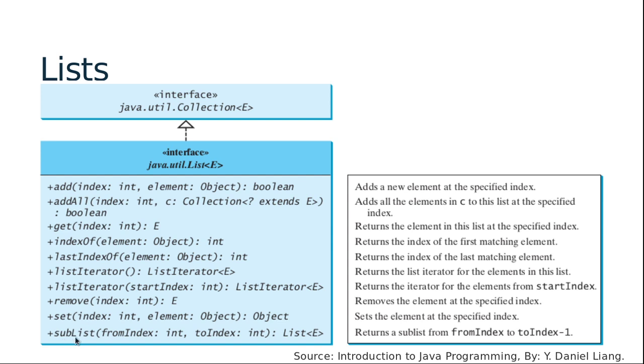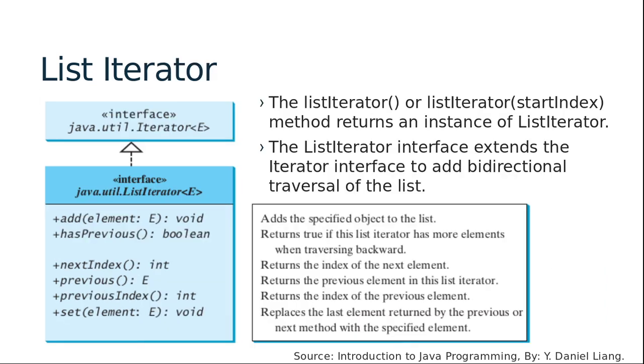And then it has a subList method, which is just going to return a sub part of the list starting from this index up to this index. Now this toIndex is excluded, so actually elements will be covered up to toIndex minus 1. So these are a few list methods. Let's have a look at listIterator also, and then we will look at the examples.